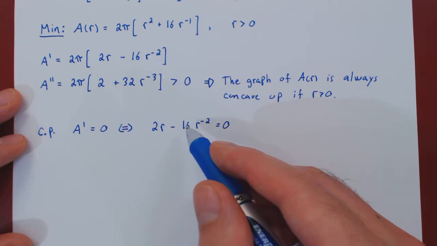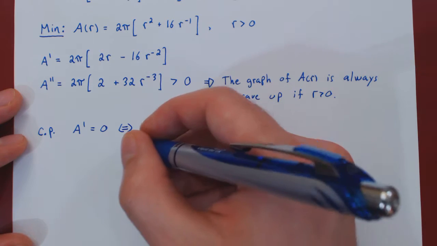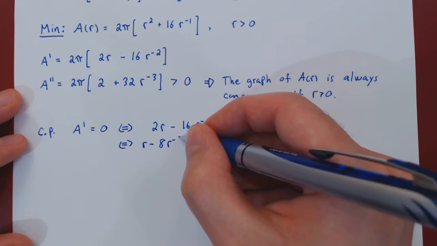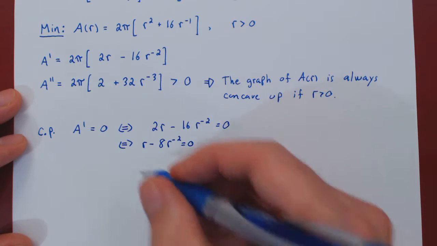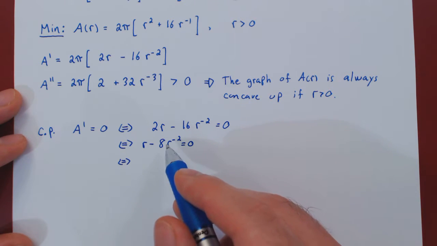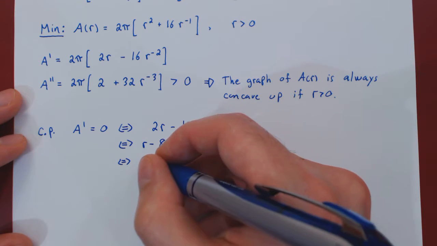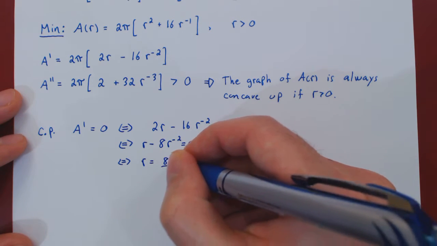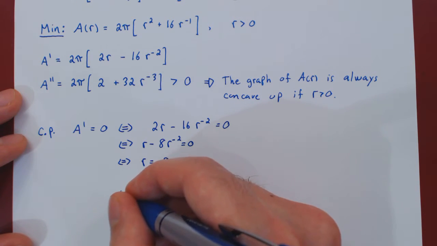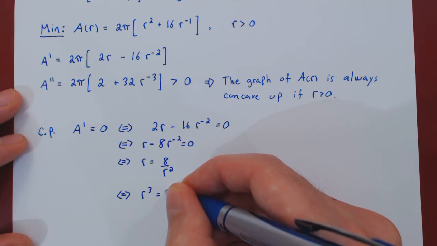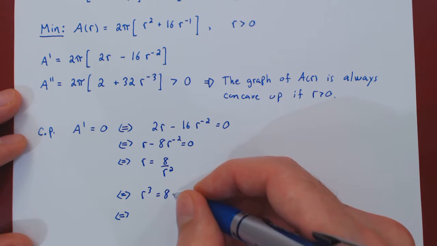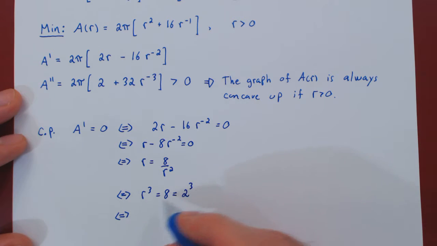The first thing is we have a common factor of 2, so we can divide across by 2, which will give us r minus 8r to the negative 2 is equal to 0. Send this over here and rewrite r to the negative 2 as 1 over r squared, which gives us r equals 8 over r squared. Multiply back up by r, so r cubed is equal to 8. Take the cube root on both sides, but 8 is a perfect cube. It is 2 cubed. So r equals 2.